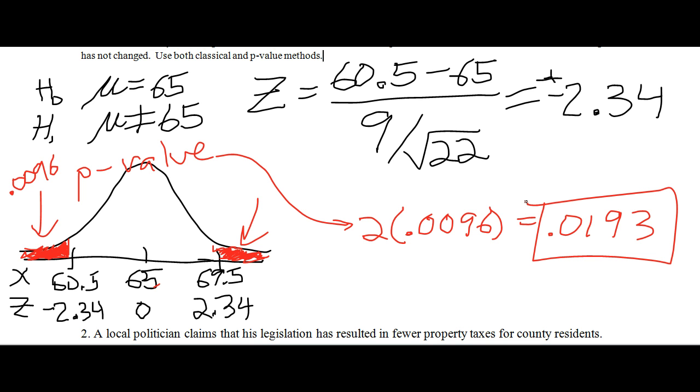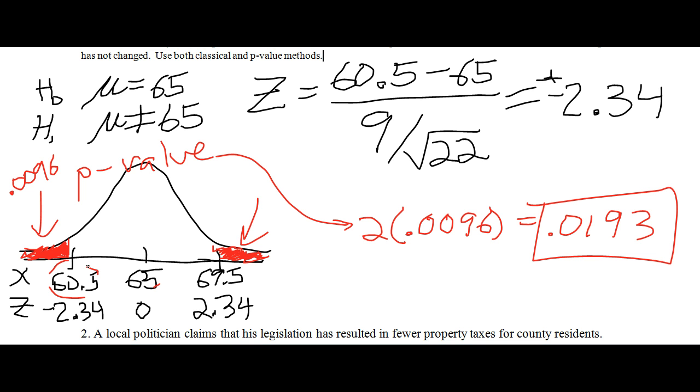So what are we saying here? That's not our final. We still have to make our conclusion, right? But what we're saying here is that, okay, if our null hypothesis is true, and our population mean really is 65, the probability of us getting a value as extreme as we got is less than 2%. Pretty low. Now, how low?